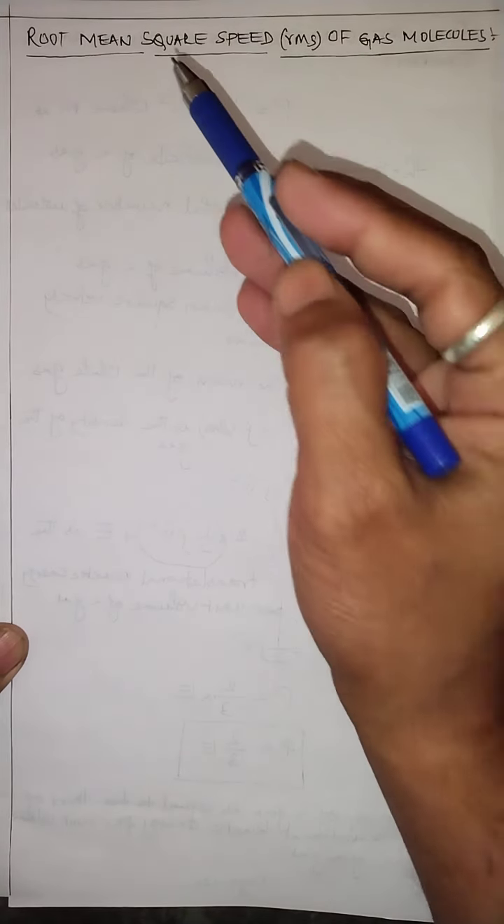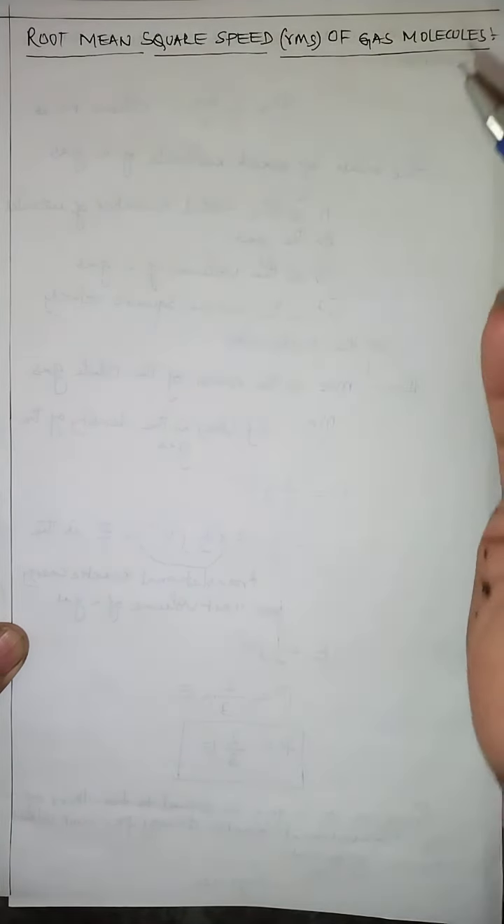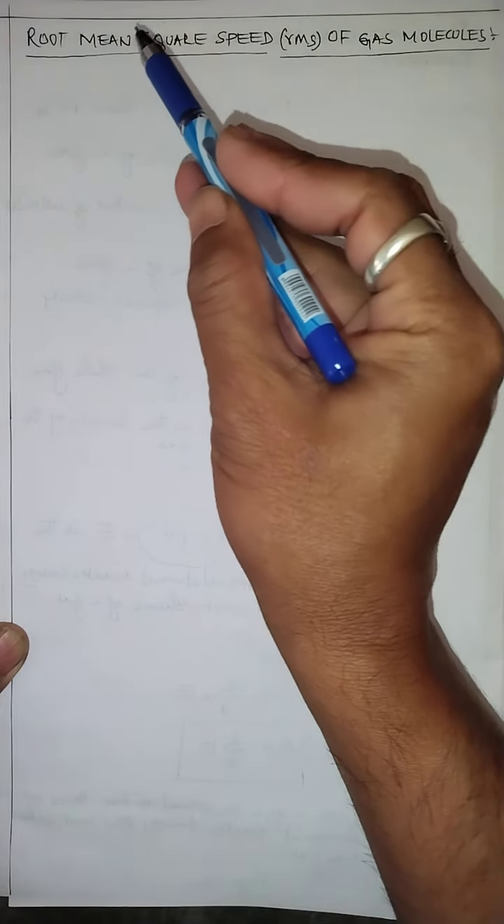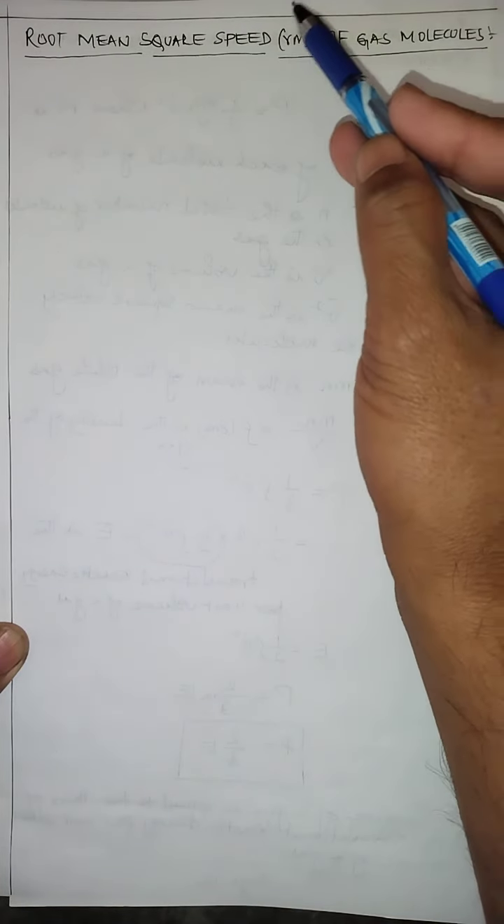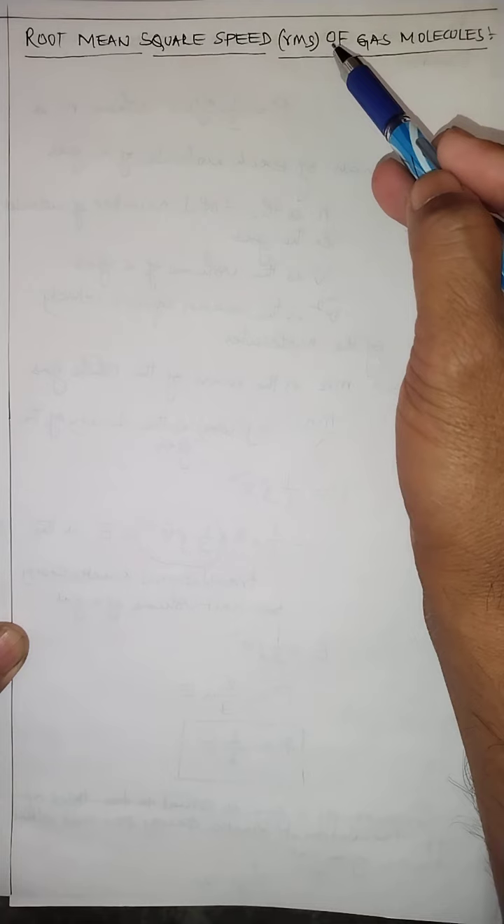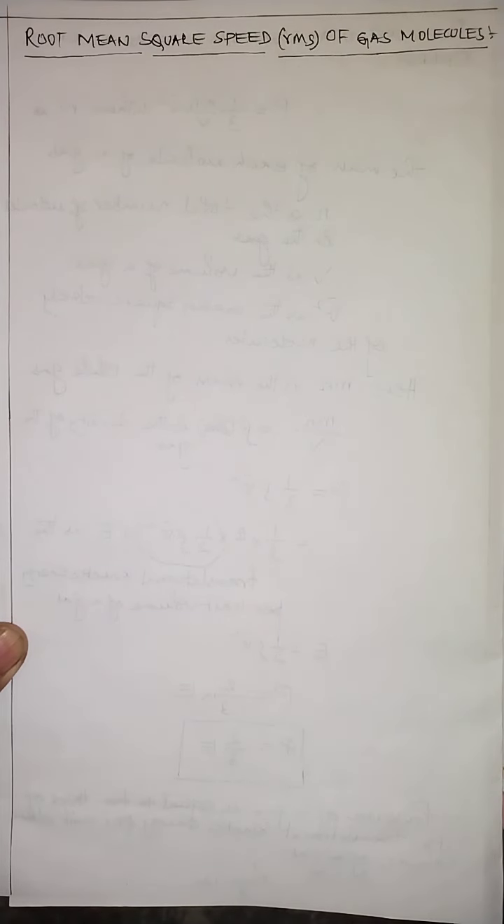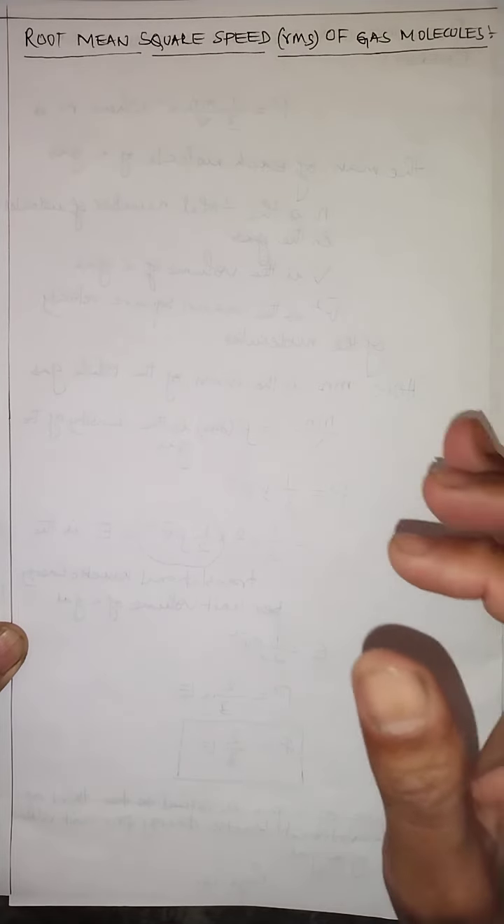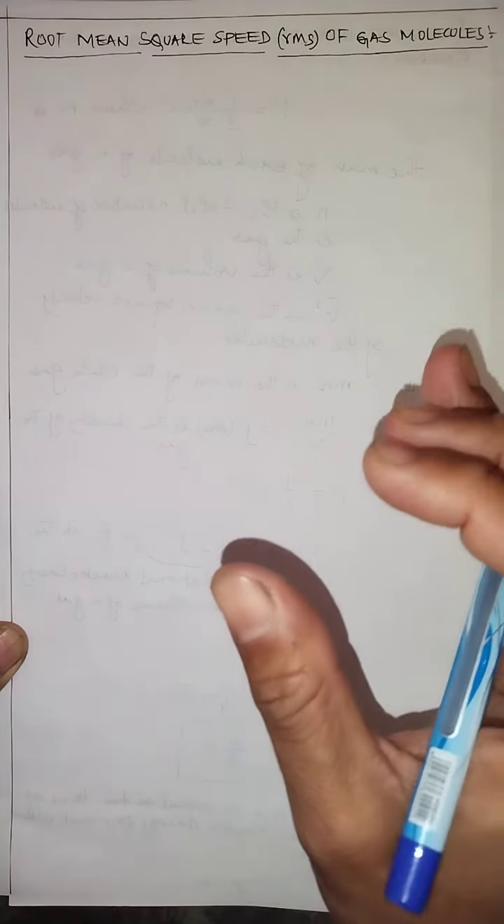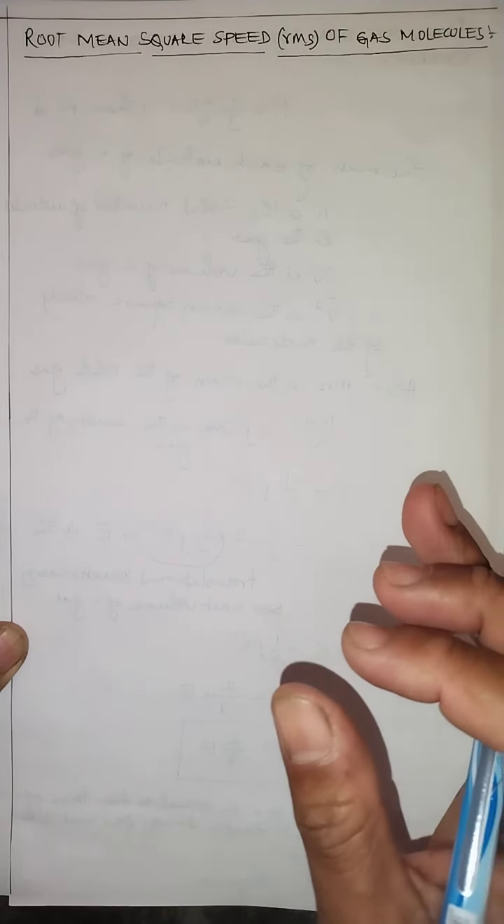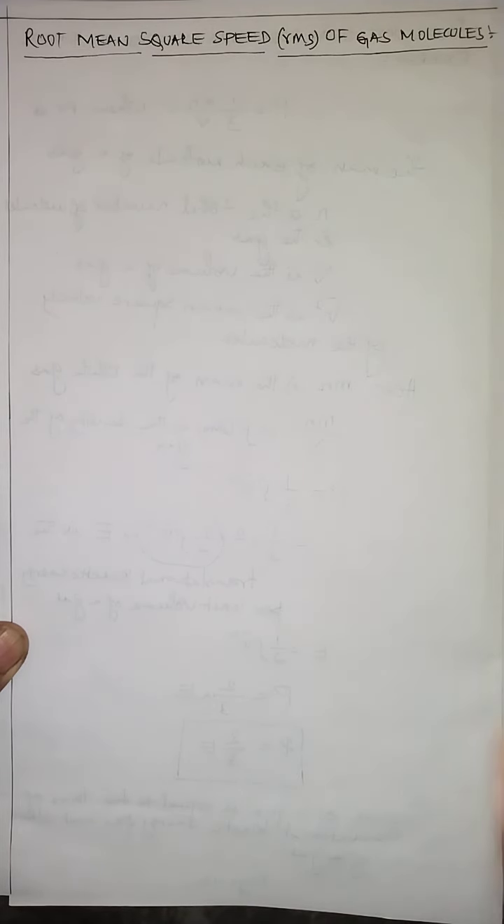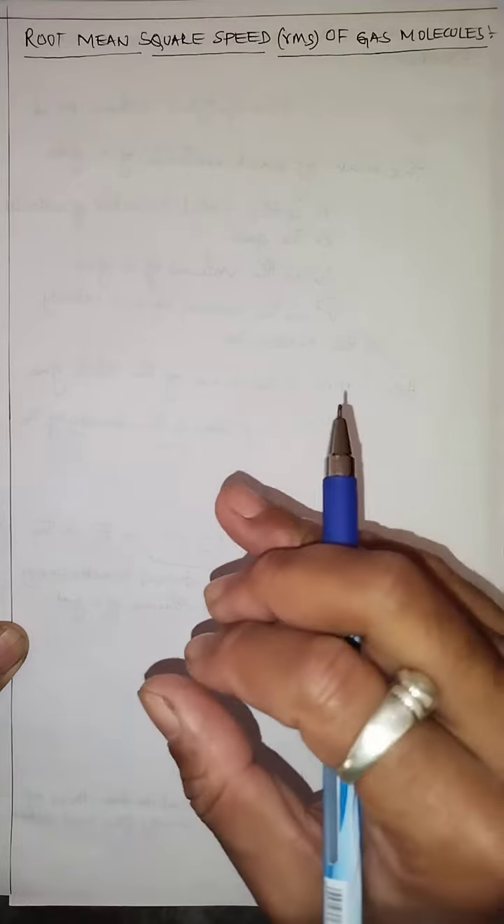Alright, dear children, now we discuss in detail and derive the expression of root mean square speed. We also call it RMS speed of gas molecules. In order to derive this relation, note that whatever number of molecules are present in a gas, the speed of individual molecules of a gas varies over a wide range.